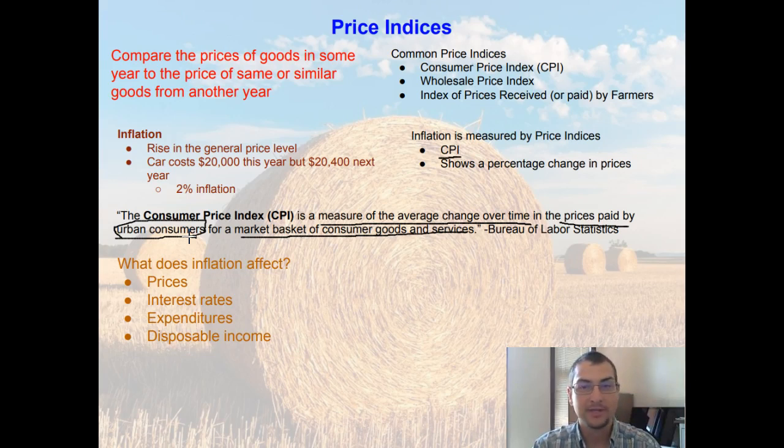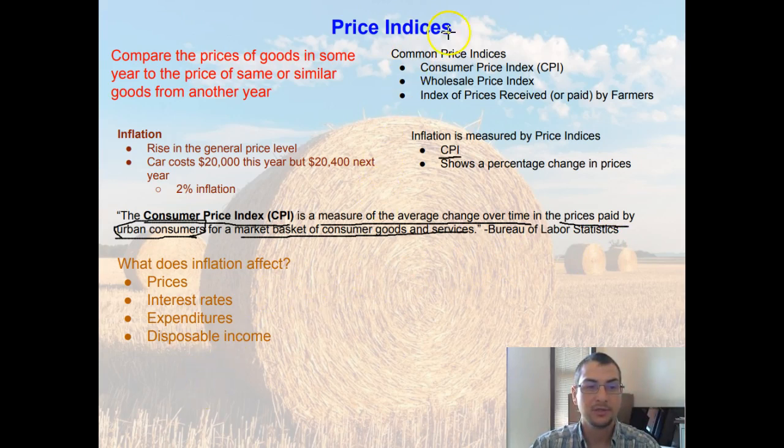We understand that the price of gas might decrease, but maybe the price of beef has increased, so they kind of cancel each other out. So we're looking at that whole basket as a whole and how much the prices are changing for that. And that's how we come up with the Consumer Price Index. It's measuring the average change over time in the prices that are being paid. So it's looking at these prices, and are these prices rising or are they falling? And that's basically how we get inflation.